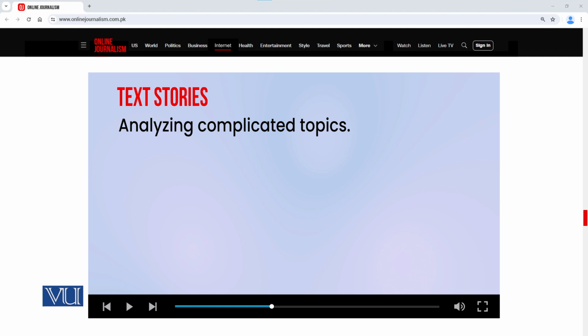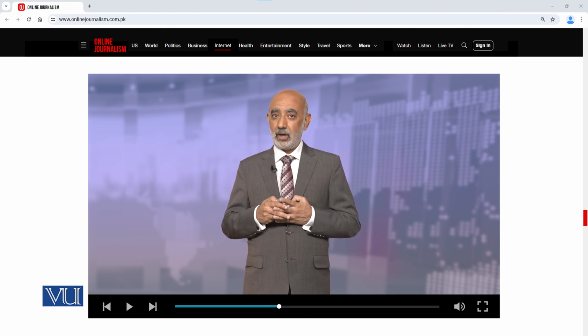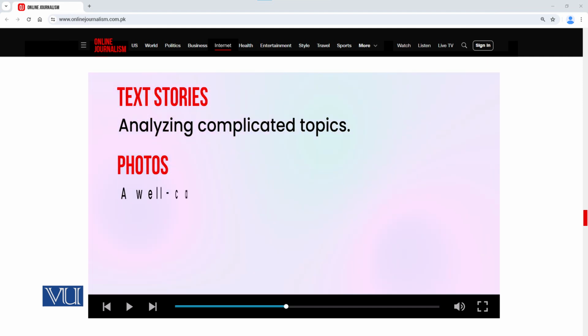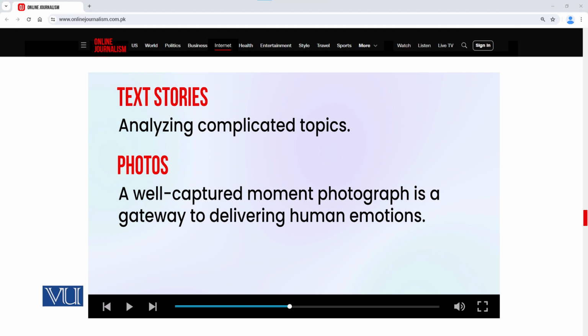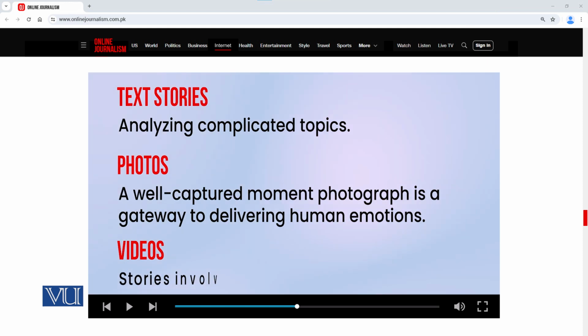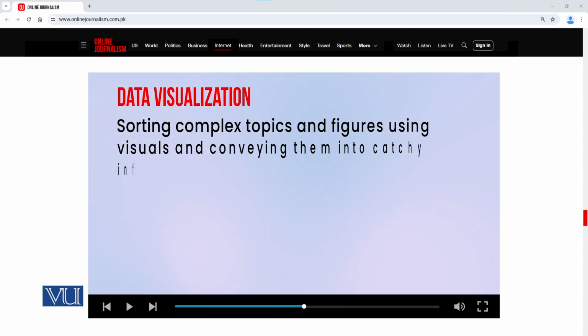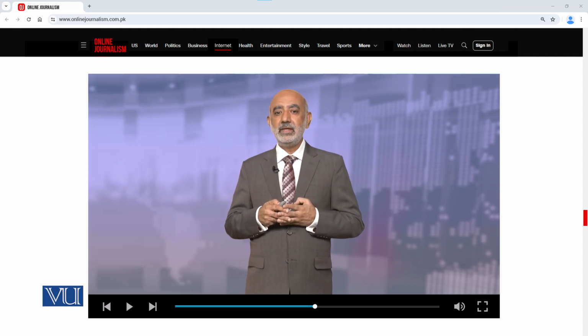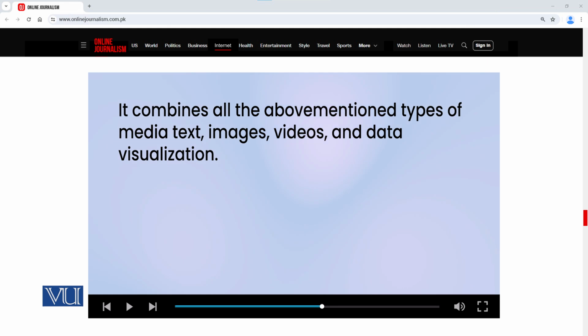Text stories analyzing complicated topics is very important. Our online journalists should be able to analyze complicated topics. And then photos. A well-captured movement photograph is a gateway to delivering human emotions. And then it comes videos, stories involving action. Data visualization, sorting complex topics and figures using visuals and conveying them into catchy informative content, makes the audience easily extract valuable insights.